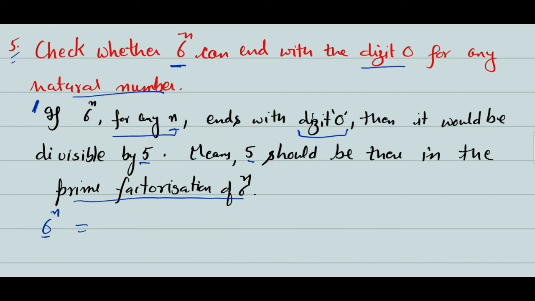We know the prime factors of 6 are 2 and 3. So we can write this as 2 raised to power n and 3 raised to power n. In the factorization of 6 raised to power n, we do not have any 5. We can say that no, 6 raised to power n can never end with the digit 0 for any natural number, because we do not have 5 in its prime factorization.